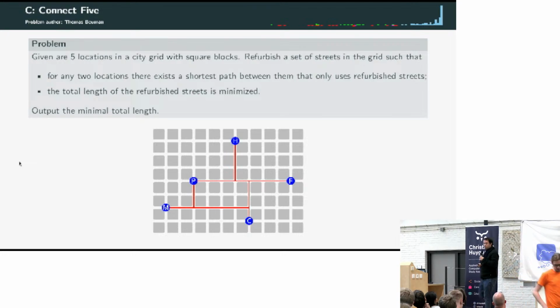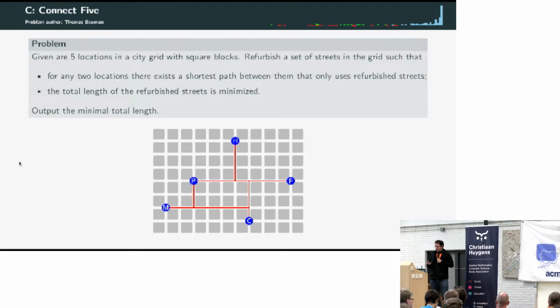All right, problem C. This was called Connect 5. You needed to connect 5 locations in this Manhattan-style city grid, and you needed to connect them in a specific way. You needed to be able to get from each location to each other location along one of the shortest possible paths. So for instance, here between M and P, we go to the right and then up, and that is one of the possible shortest paths.